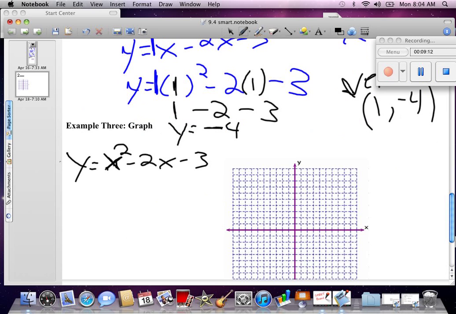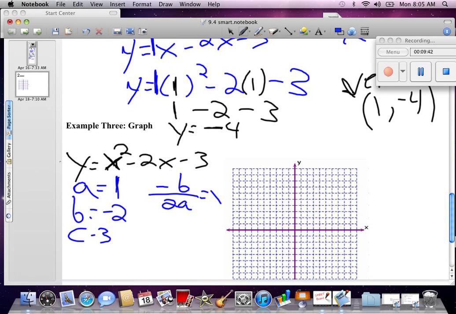Okay, so let's go through and label this again. A is in front of which one, guys? The x squared, so that's 1. B, it's kind of like alphabetical order. B is negative 2, and C is negative 3. Okay, I know I've got to plug it into the negative b over 2a, and that will give me x. So I have minus a negative 2 over 2 times 1 equals x. So my x value equals 1.